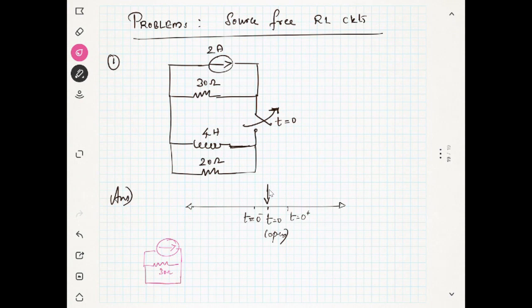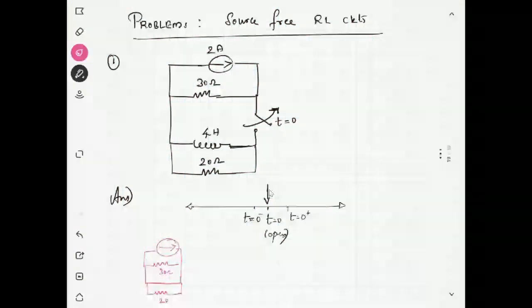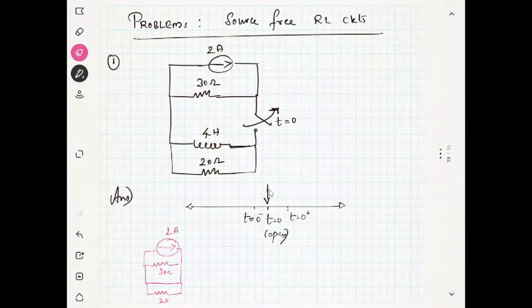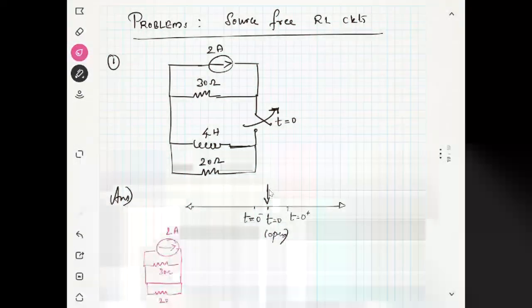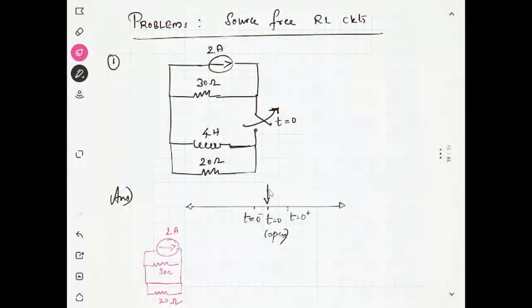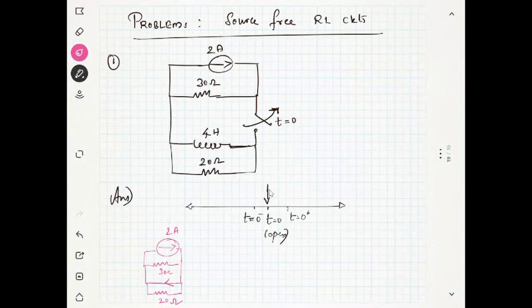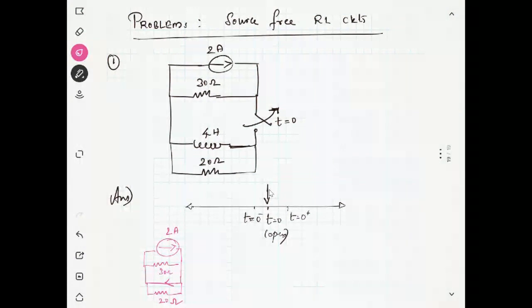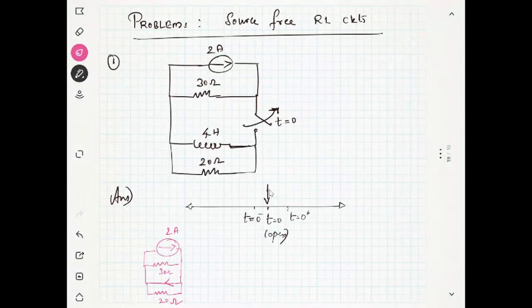The inductor is a short circuit, and you have some 20 ohm here. So will the 2 ampere current flow through the resistance or the inductor? Through the inductor, because it's a short circuit. So no current will be through the resistances. The current through the resistances will be 0. So the current through the inductor is 2 ampere.